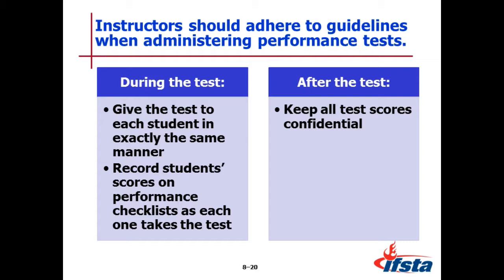During the test, you give the performance test to each student in exactly the same manner. You record their scores on the performance checklist as each one takes the test. Following the test, those scores are confidential. Now, even with that said, the students will often go outside and exchange their information as far as what they received on the test.